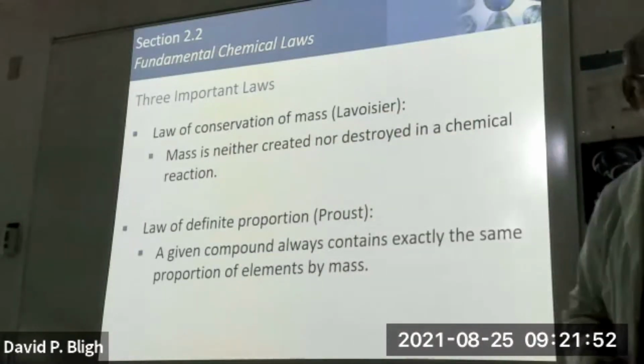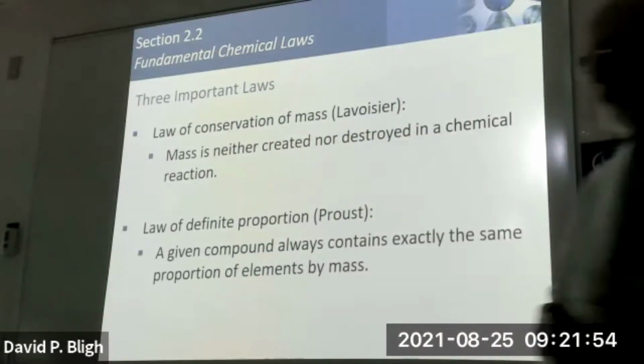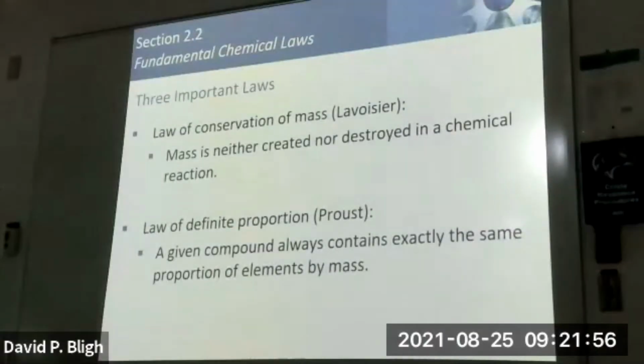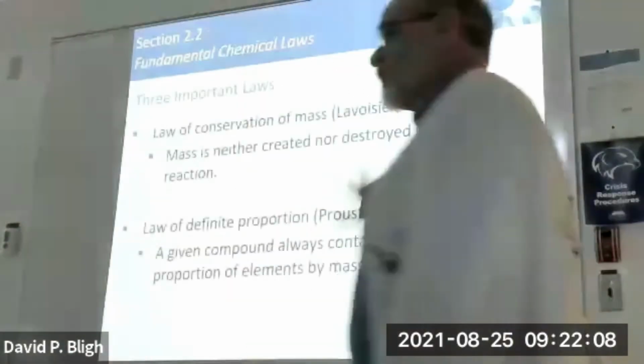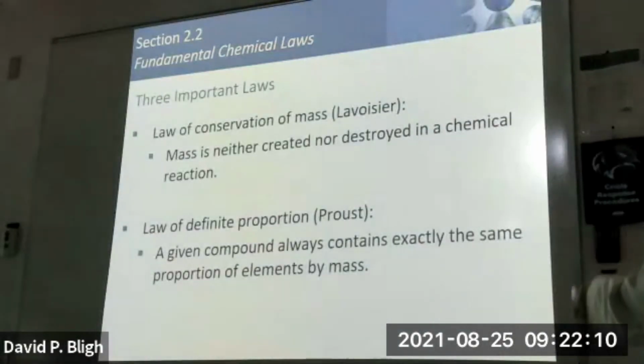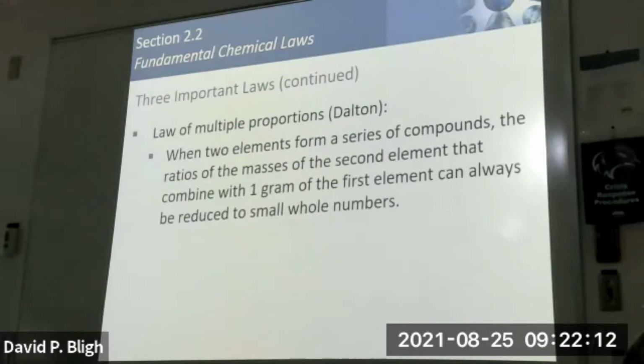Now, teaser. Eventually, science is going to come up with an explanation of why these laws work. But for now, these fellows just said, this is what happens. Next on the agenda is the law of multiple proportions, and it was proposed by an Englishman, John Dalton.